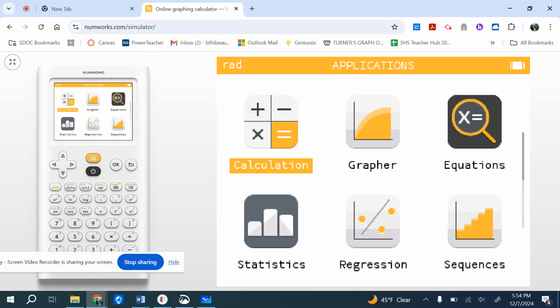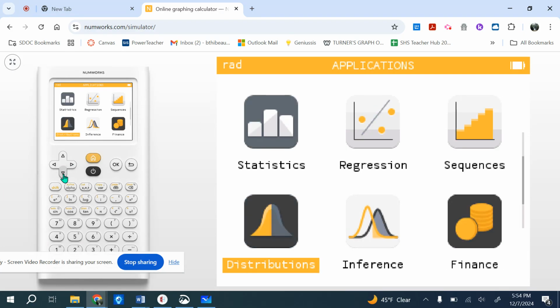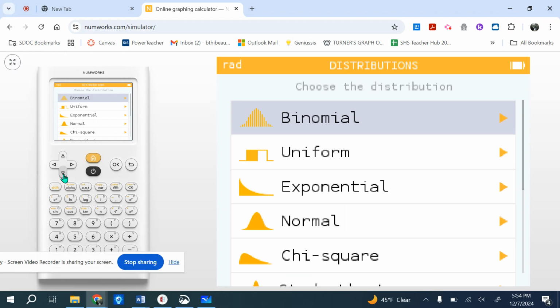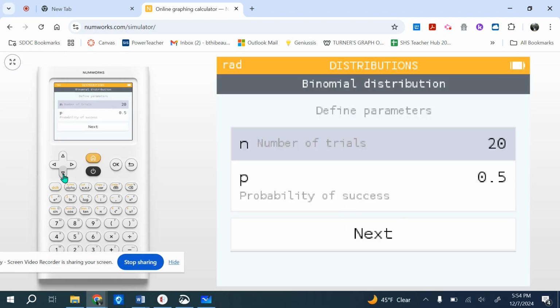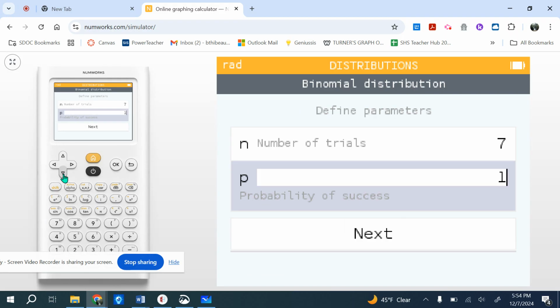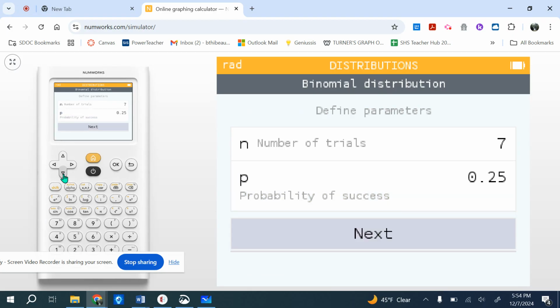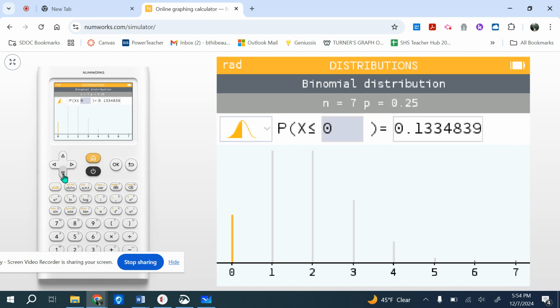So we go to our NumWorks calculator. And we want to make sure we go down to our distributions menu. We've got binomial. My number of trials is 7. My P was 1/4. So notice how if I type in a fraction, it turns itself to a decimal, and that is fine. So we hit enter.